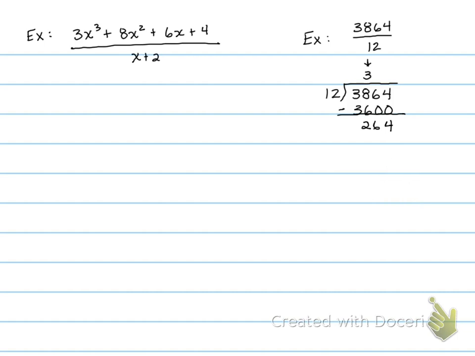The reason that keeping place values all lined up when you do division is so important is that when we write that number 3, we're really writing the number 300. It's in the hundreds place. Here we're saying that 12 times 300 is 3,600. And so then we subtract it, and we end up with 264, and then we do exactly the same process.